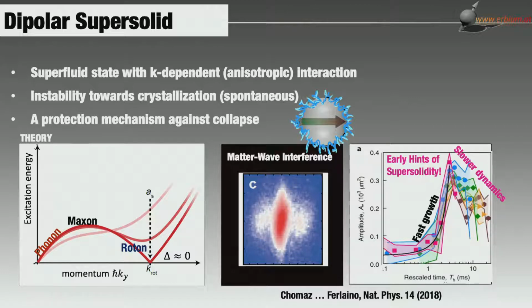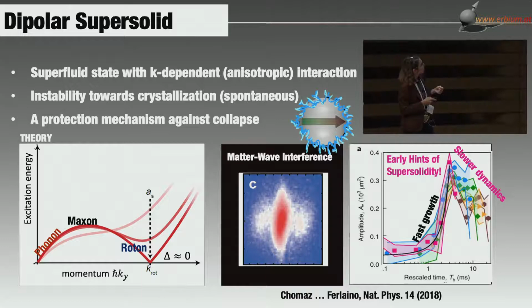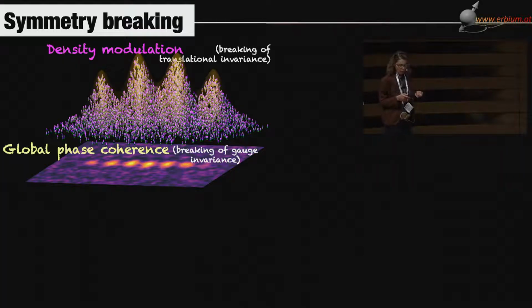which was first pointed out by the group of Tilman Pfau in Stuttgart. And you see that there is a very fast growth of the population in the side peak, and then a much slower dynamic, which is only due to losses in the system. And so now if you put all these ingredients together, you get this new type of state where a gas spontaneously produces this density modulation.